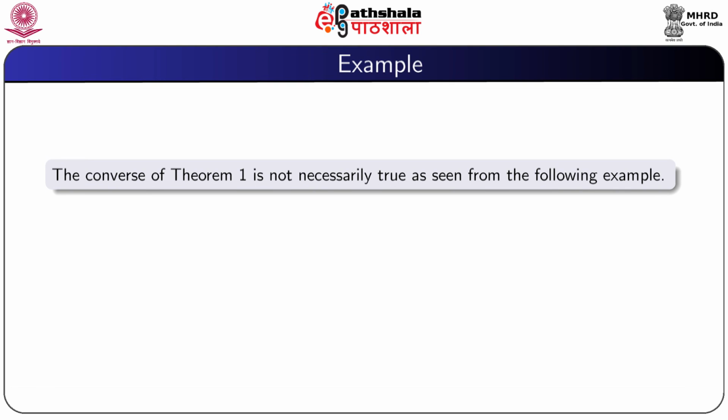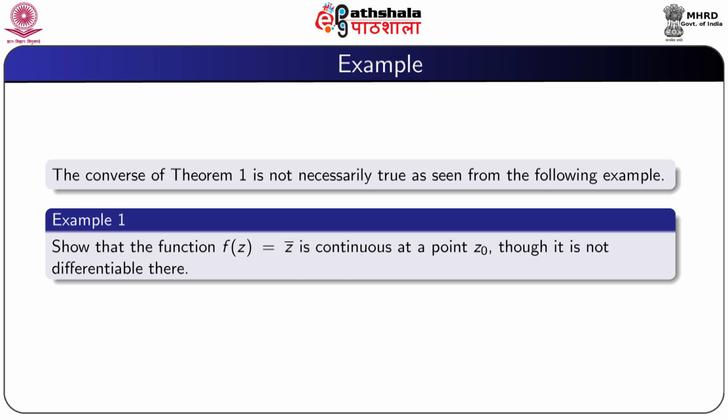But the converse of this theorem is not necessarily true, as seen from the following example. We consider the function f(z) equal to conjugate z, which is continuous at a point z0, though it is not differentiable there.